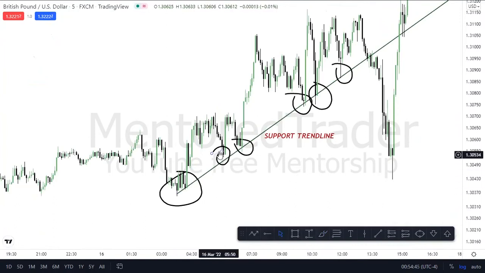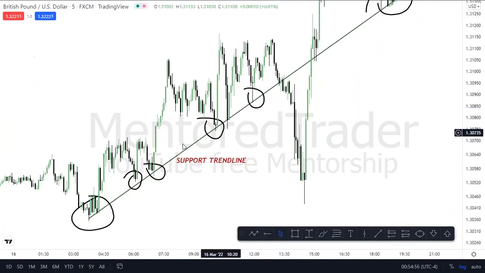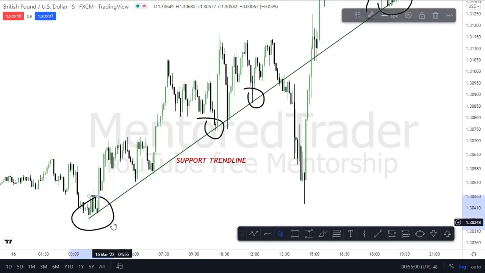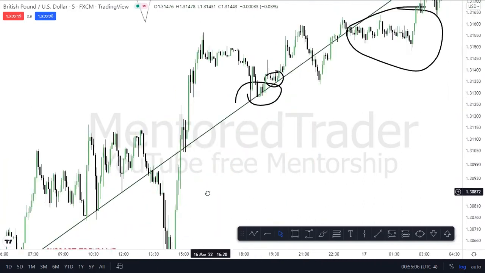Here we have higher highs. Sorry, higher lows. Higher lows, higher lows, respecting that trend line, which we call a support trend line. Why is price going up?